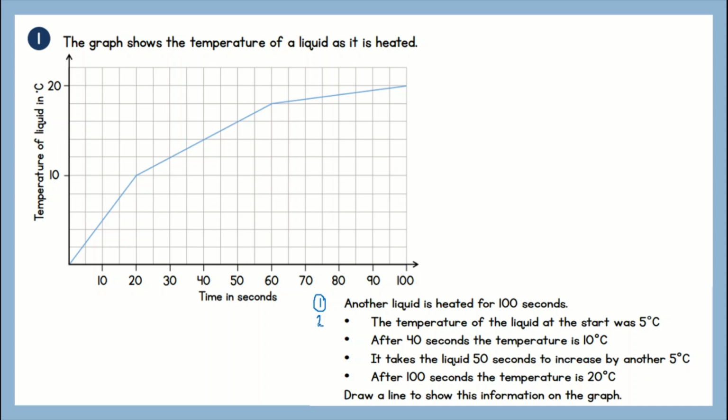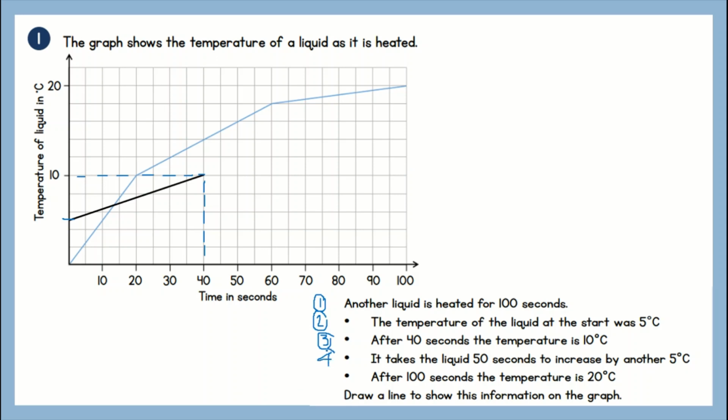Step 2. The temperature of the liquid at the start was 5 degrees Celsius. We knew that each of the lines represents 2 degrees Celsius, 2, 4, 6, so it's going to be in between here. That's 5 degrees. Step 3. After 40 seconds, the temperature is 10 degrees Celsius. We're going to draw our line. 40 seconds, and 10 degrees, we reach this point here. So we can draw our first line, like that.